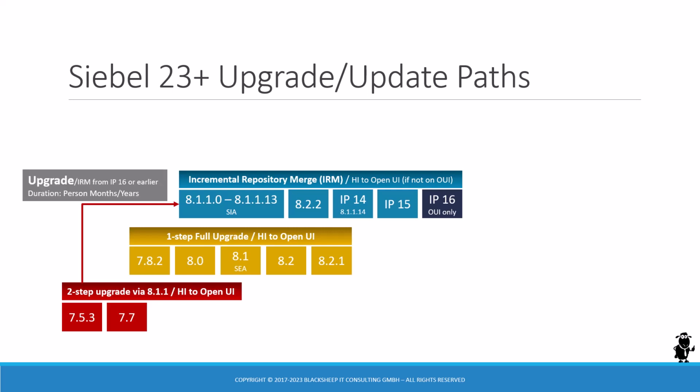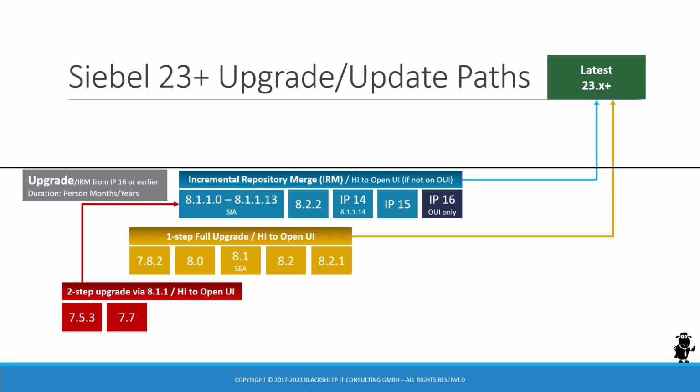So all of these are upgrades, and that means to go from these versions to the latest 20.3, this is a month-long project measured in person months or person years, and we're not here to cover all of it. You need to get professional help from consulting and Oracle to get your upgrade project on the way and get to the latest Siebel CRM.